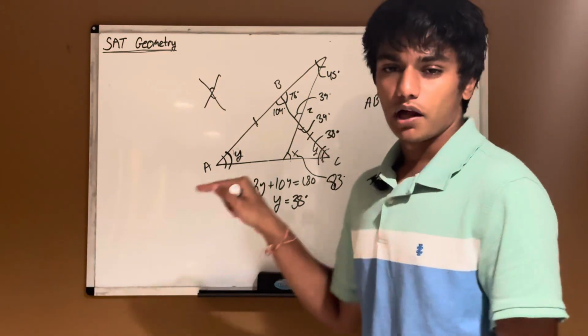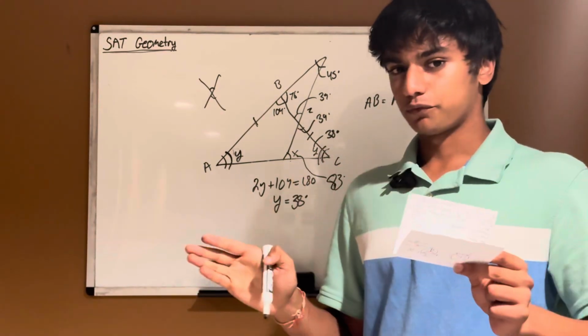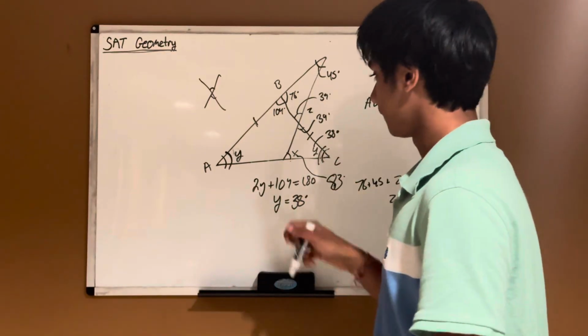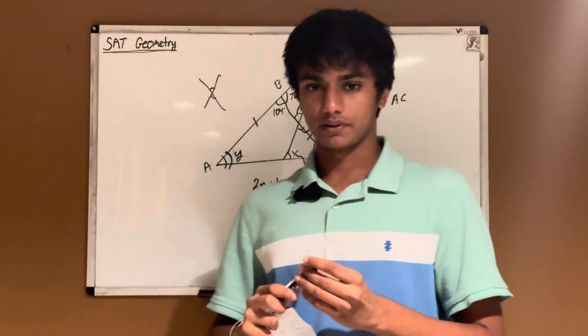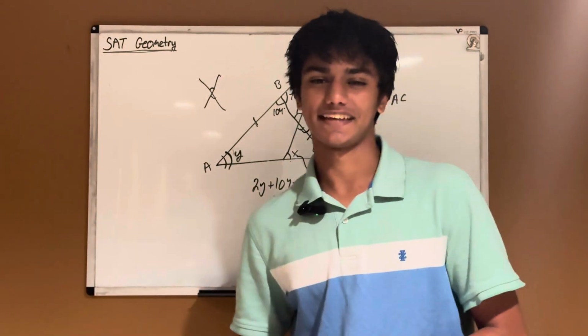So while this was a complicated problem, the process was really simple and boiled down to just one formula, the sum of the angles in a triangle. And yeah, that's some problems, and that is everything you need to know for the SAT geometry section.